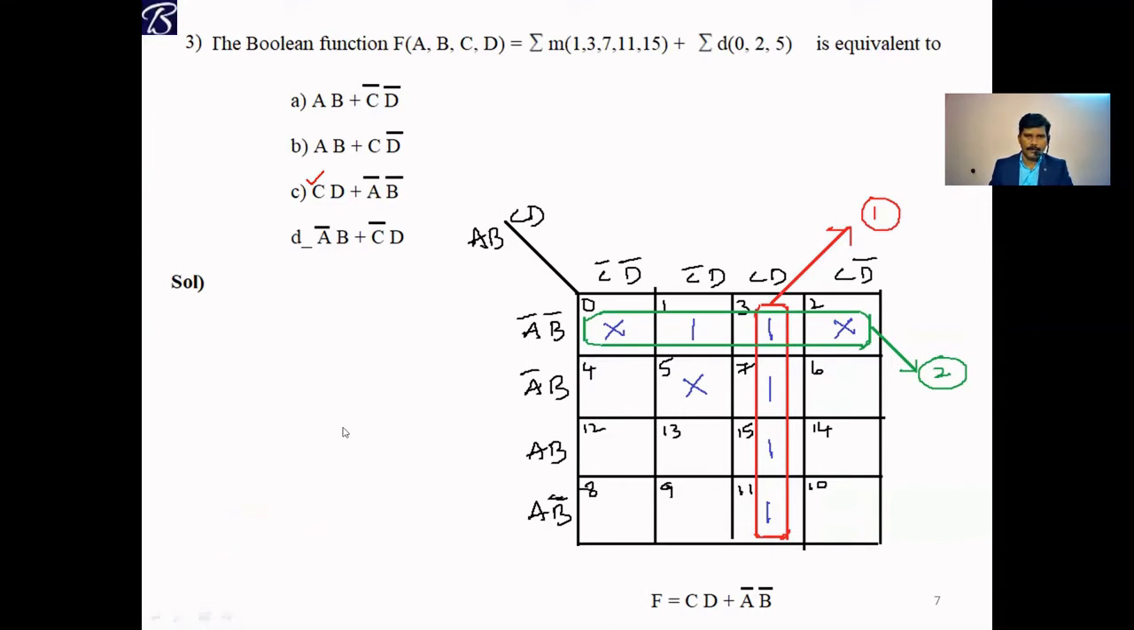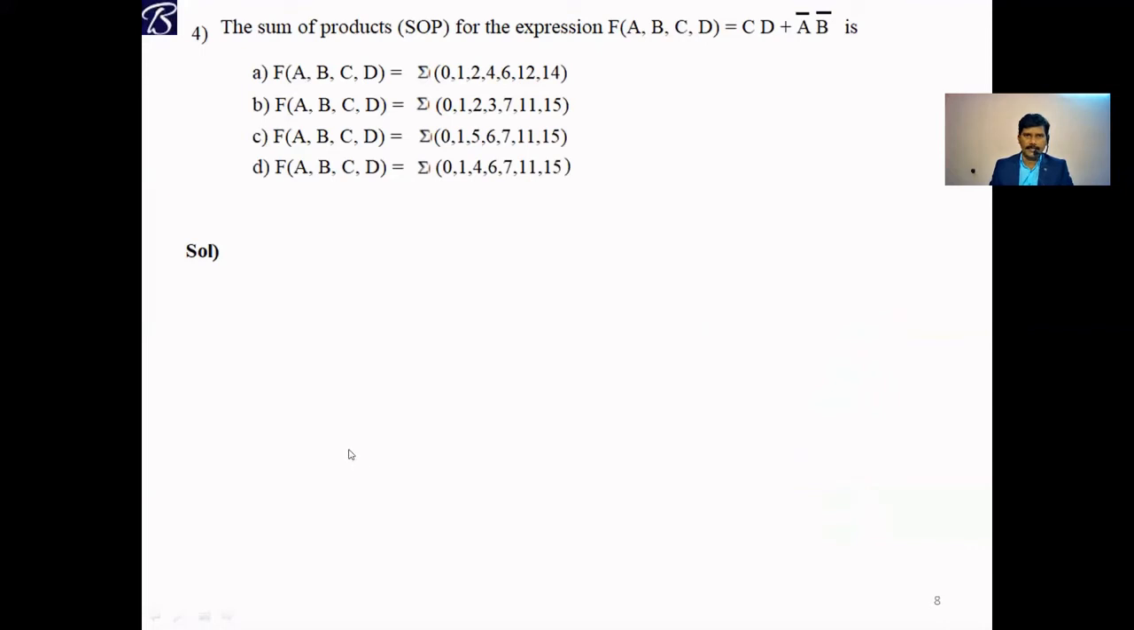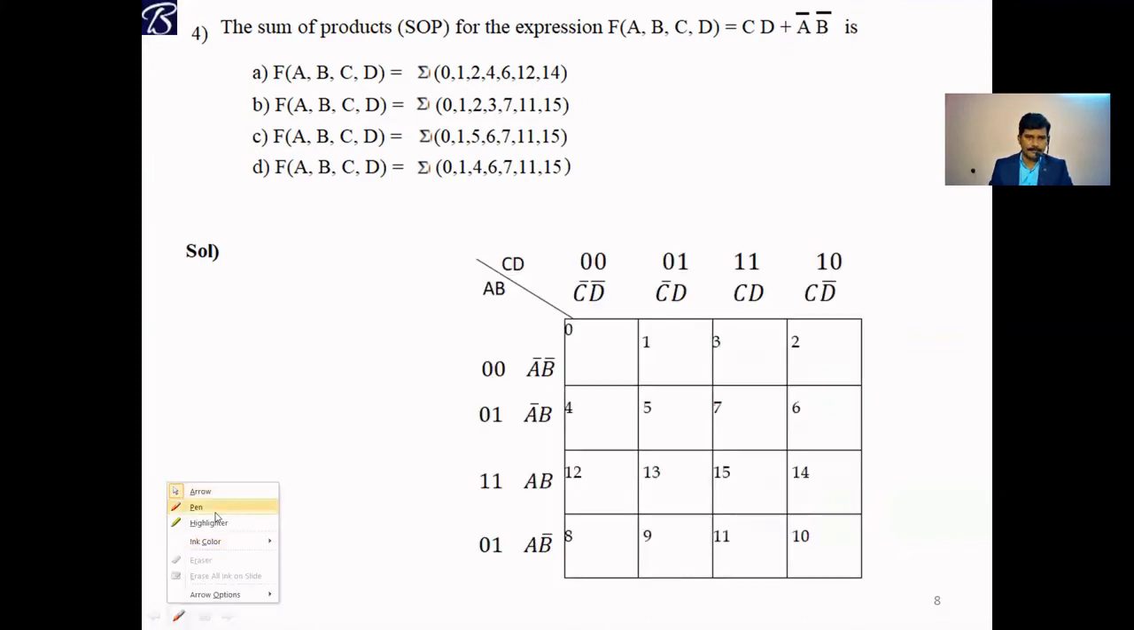Let us go to the next problem. Here the sum of products, SOP, for the expression CD plus A bar B bar is asked. CD means this is 1, 1, 1, 1. And A bar B bar means this is 1, 1, 1. That's all. Now 0, 1, 2, 3, 7, 11, 15. Option B is correct.